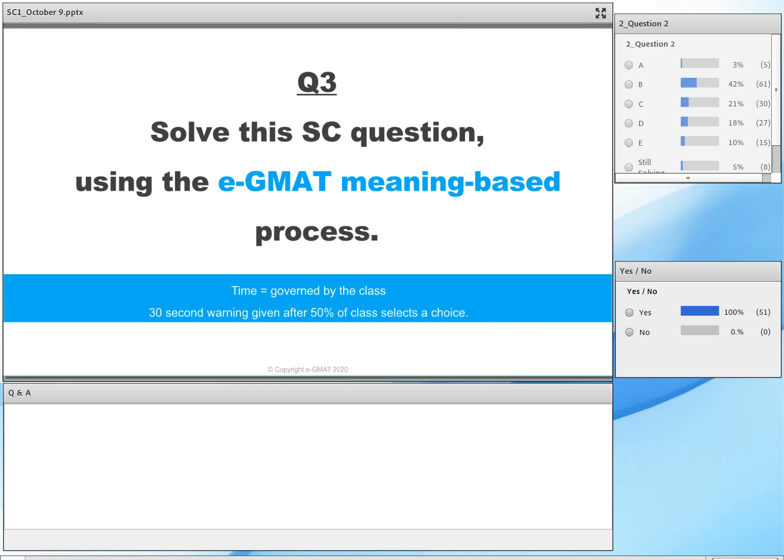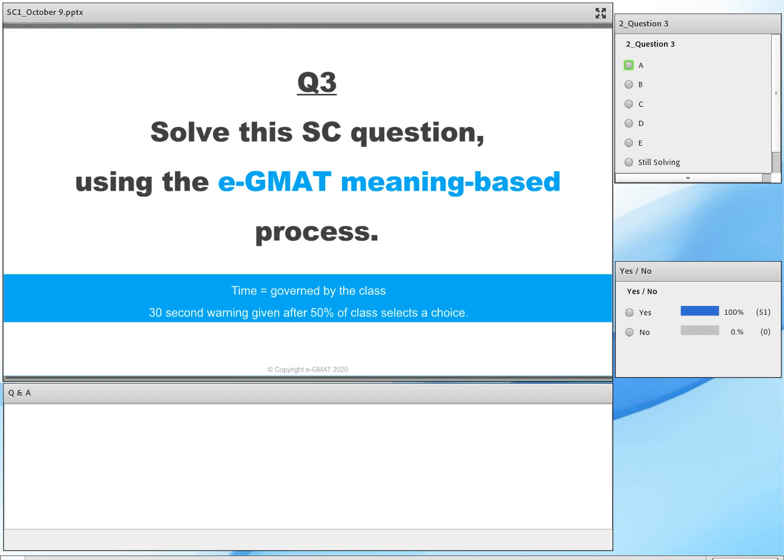Will that be the case all the time? Does every SC sentence present the logical meaning? No, that's not going to happen. So the next two questions that you are going to see do not convey logical meaning. So what are we going to do? We are going to very carefully look into every piece of information in the sentence to derive the logic.